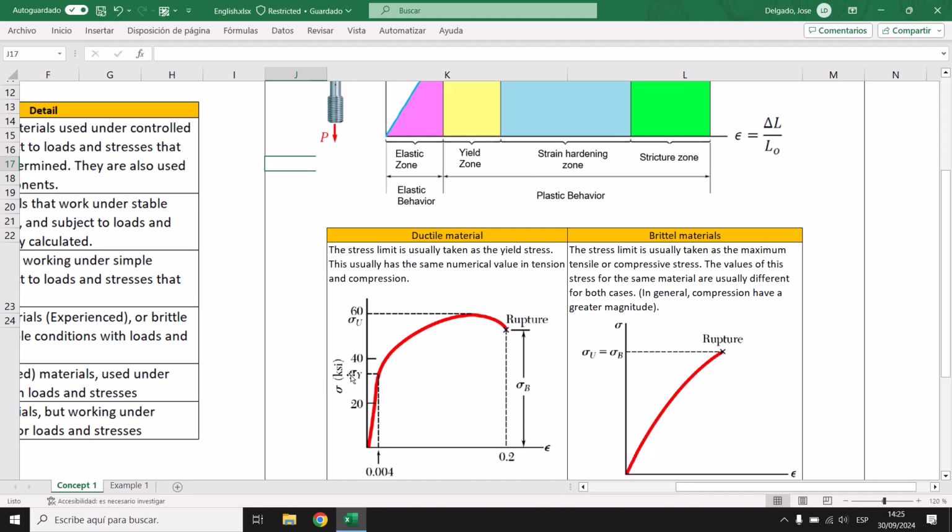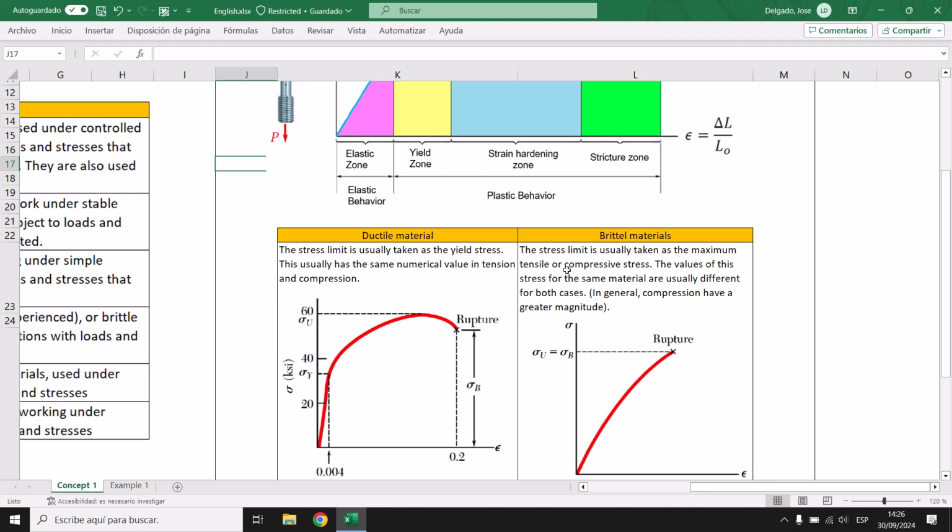Remember, this is because you want to design. If you want to break this material, you should use the broken stress, broken sigma. Okay. And in the case of brittle materials, as you can see here, the stress limit is usually taken as the maximum tensile or compressive stress. In general, compression has the greatest magnitude compared to tensile.